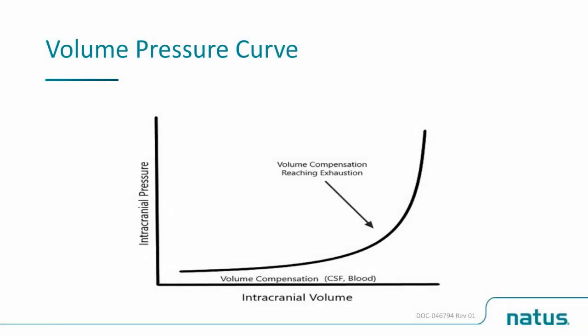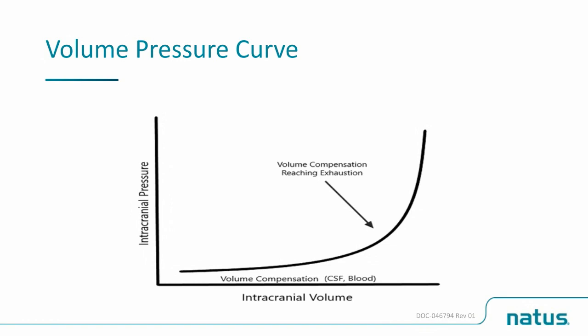But ICP is not linear. It's not that you add 3 mLs of CSF or blood and your ICP goes up 3 millimeters of mercury. We have some space inside this box, and initially we can add volume without increasing the ICP. If we continue to add volume without compensation, then our box becomes full and we reach a point where we add just a little bit more volume and our ICP increases rapidly.